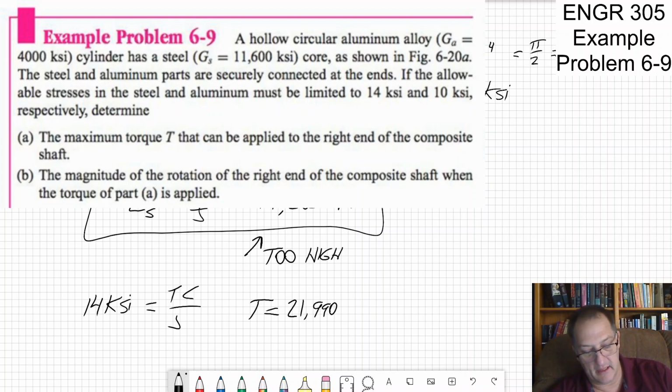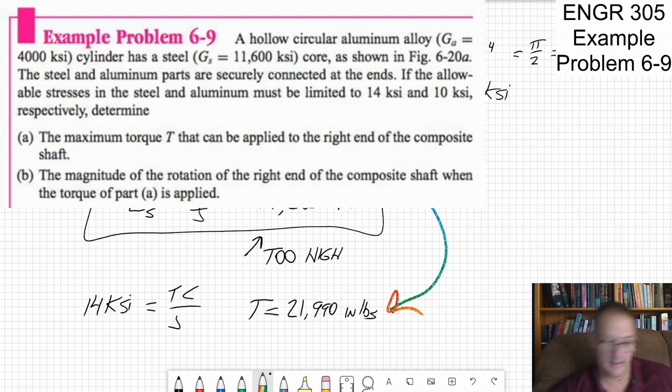Just look at the difference, put the units in there, compared to what I was working with. I am 500 inch pounds different. It's ridiculous. So anyway, that's my new torque of the steel.